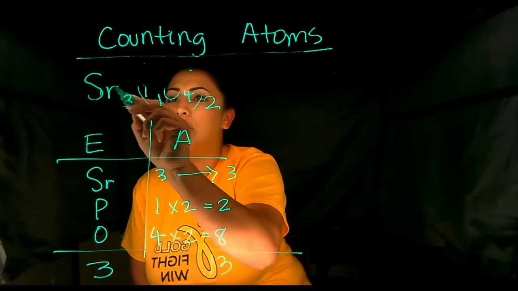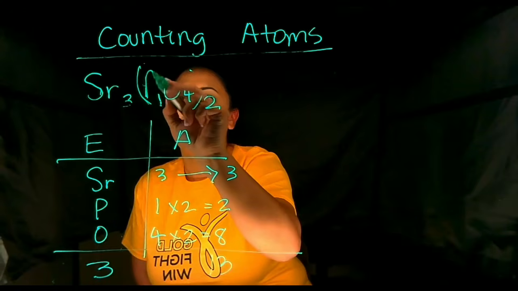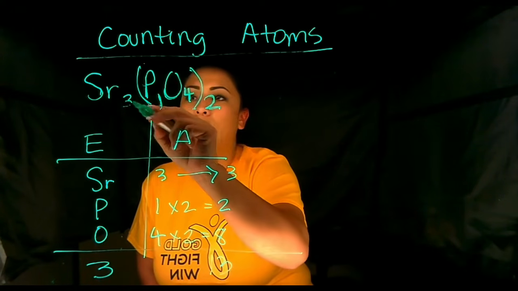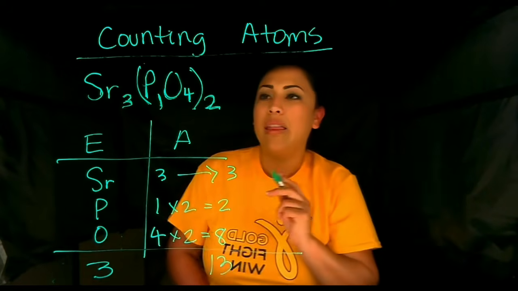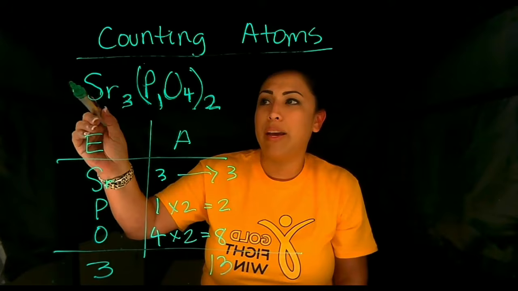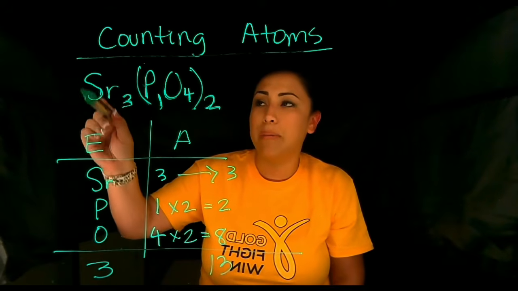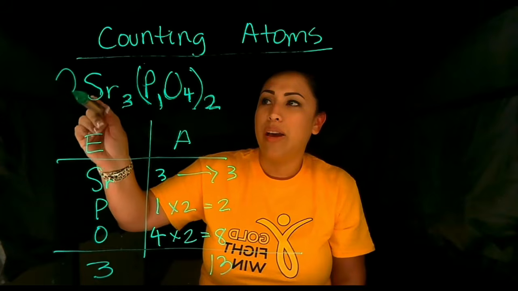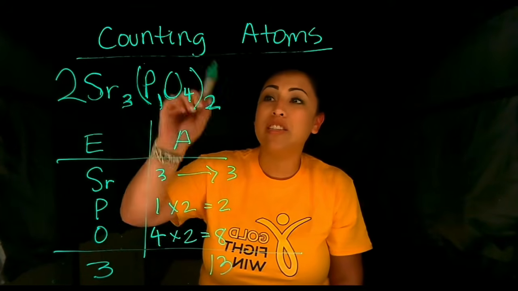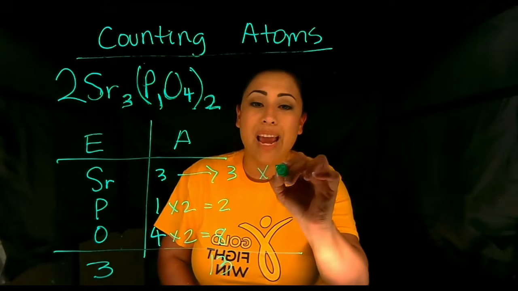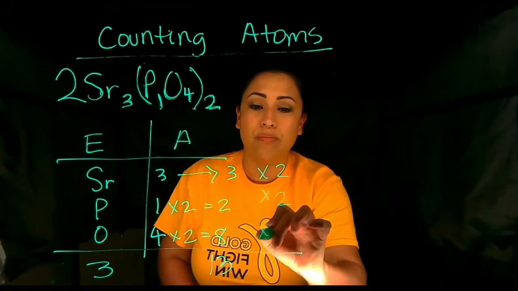Okay, there is one more thing. I'll go ahead and do it with this one. There might be a number in the very front. Right now there's no number, so that means there's 1 of this entire chemical formula. If we add a 2, then that means there's 2 of these. So what do we do here? We would just multiply everything by 2.